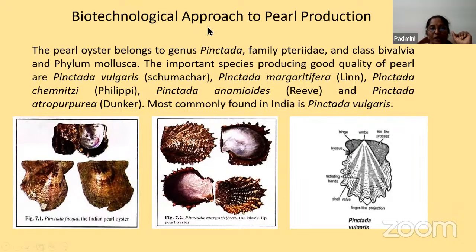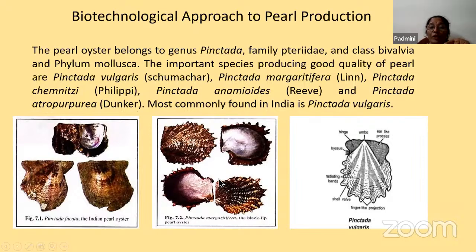Okay, so the biological approach of pearl production. This is one more small topic that has been discussed in your textbook, so I just thought let's complete this point also. The pearl oyster belongs to the genus Pinctada, family Pteriidae, the class Bivalvia, because bivalve is those two valves that you're going to have, and the phylum Mollusca. The important species producing good quality pearl is Pinctada vulgaris.